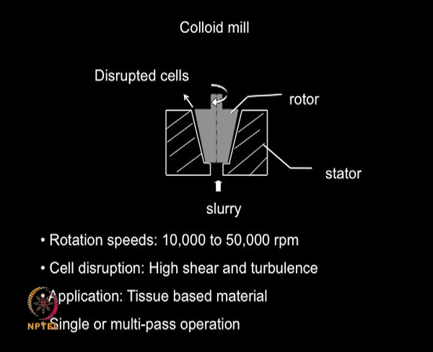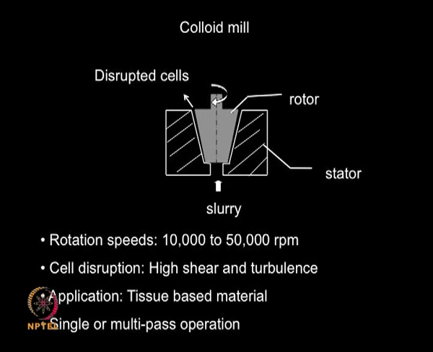Now there is another system which can also help you to break the cells, it is a mechanical operation and this is called a colloid mill. So how does it work? It has a rotor here which is rotating at very high speed, this is the rotor, it is rotating at very high speed and there is a stator.